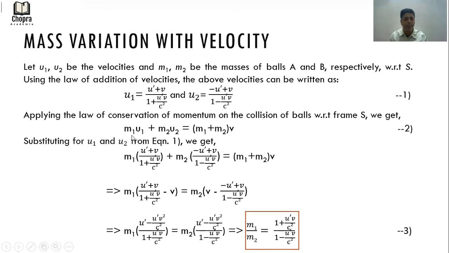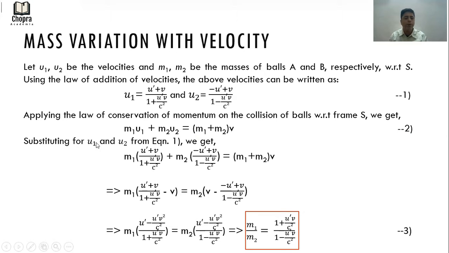Now these are the initial masses which were before the collision. So the linear momentum before the collision on the left hand side is equal to the linear momentum after collision, which is m1 plus m2, that is the final mass once the balls A and B collide, and that mass seems to be moving with the velocity v with respect to the frame S. Now we substitute for u1 and u2 from the equation number 1. So we get this equation here.